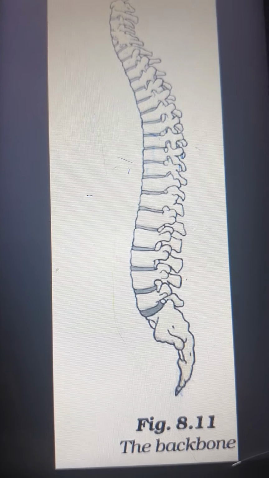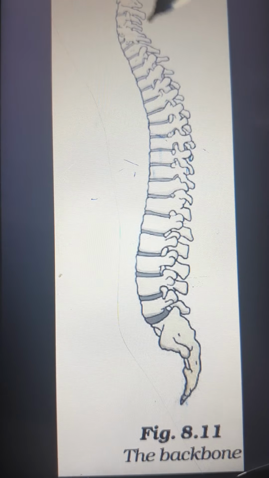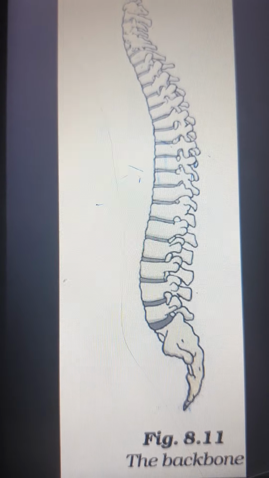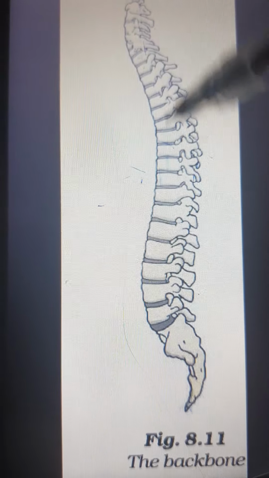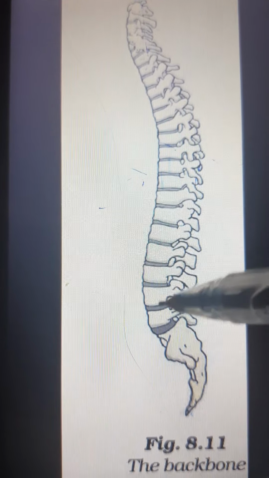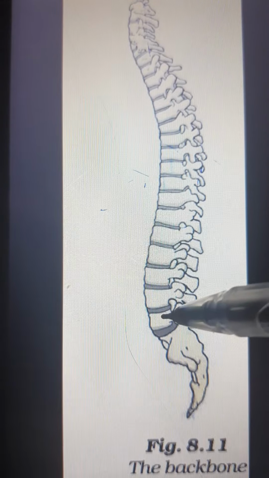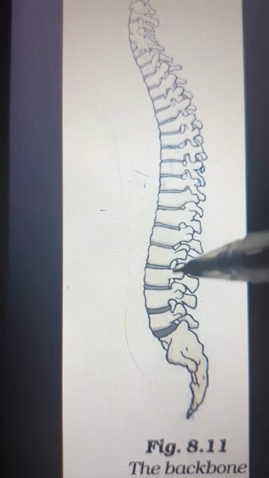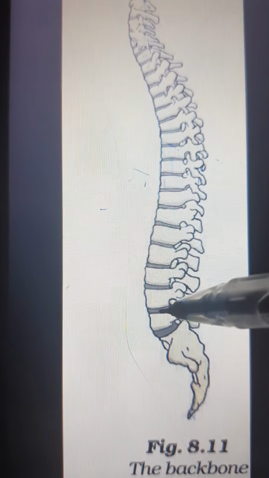Now we would discuss the next part of the human skeleton, that is the backbone. This is the structure of the backbone that you have to make in your notebook. It starts from the neck up to your waist. This much long is your backbone, and it is made up of small bones. This complete structure is the backbone, and you can see all these small bones. These bones are known as the vertebrae.